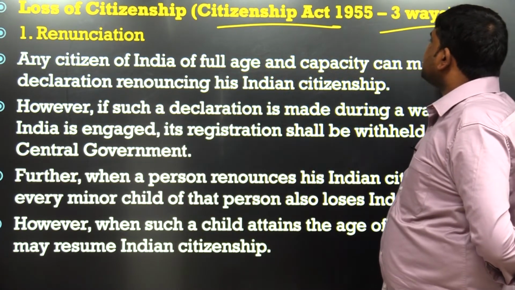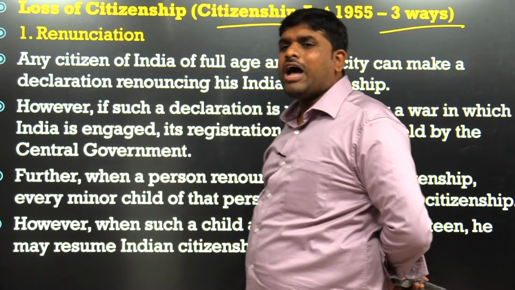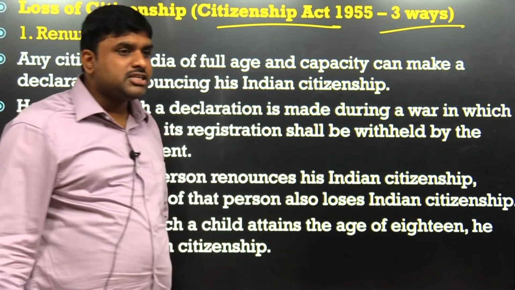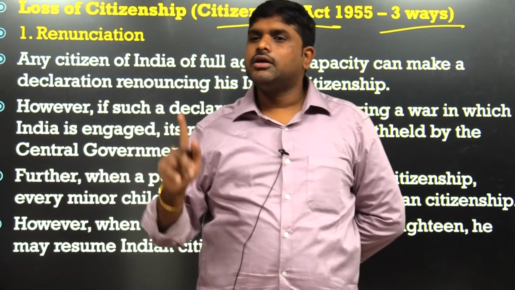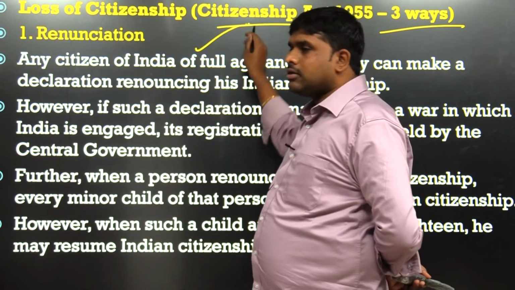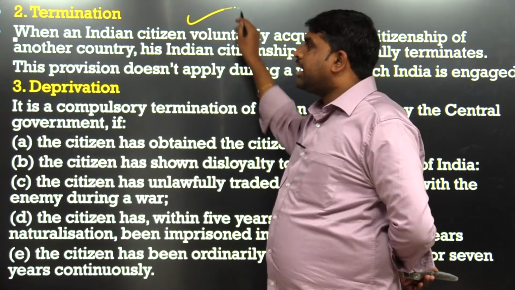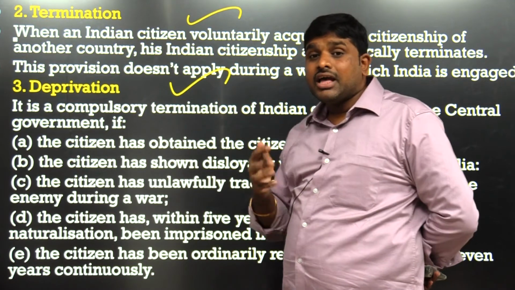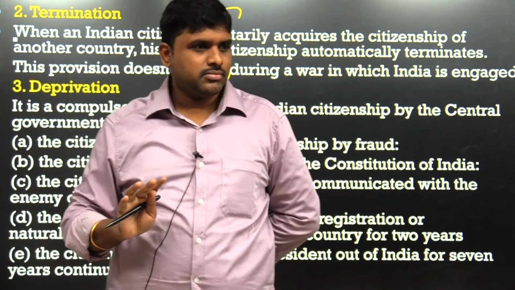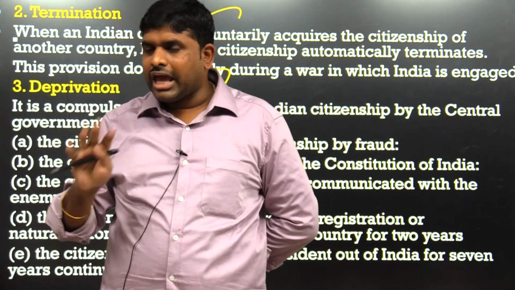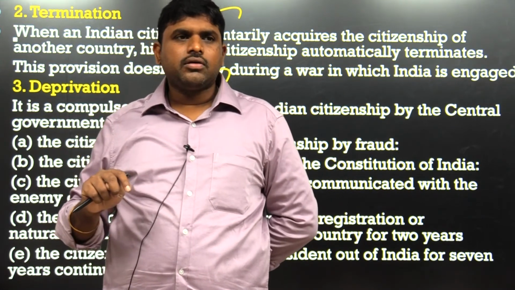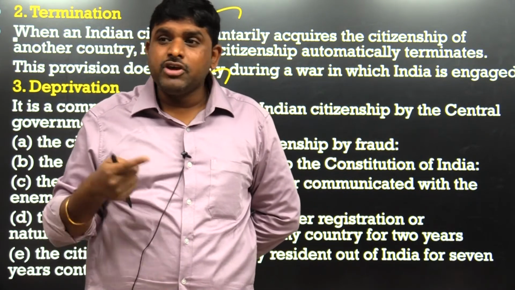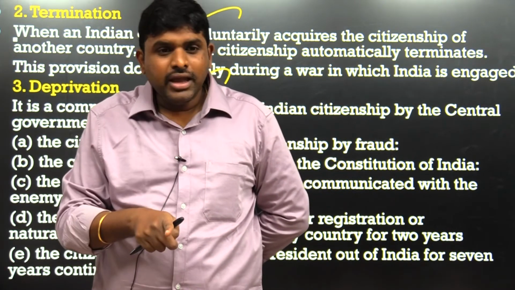Loss of citizenship, under the Citizenship Act of 1955. How will I lose my citizenship? By renunciation, voluntarily, if I don't want it. By termination, when they remove me. By deprivation, when I lose some conditions. For example, if I got citizenship of America, I am automatically deprived of the conditions of India. Then I will lose my citizenship.